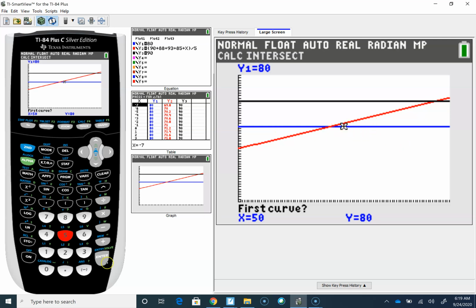So it's on the blue line right now. I'm going to push enter. It hopped to the red line. If it hopped to the black line, we'd have a problem. So it hopped to the red line, so it's going to give me where the blue and the red intersect. And that ends up to be 44.80.